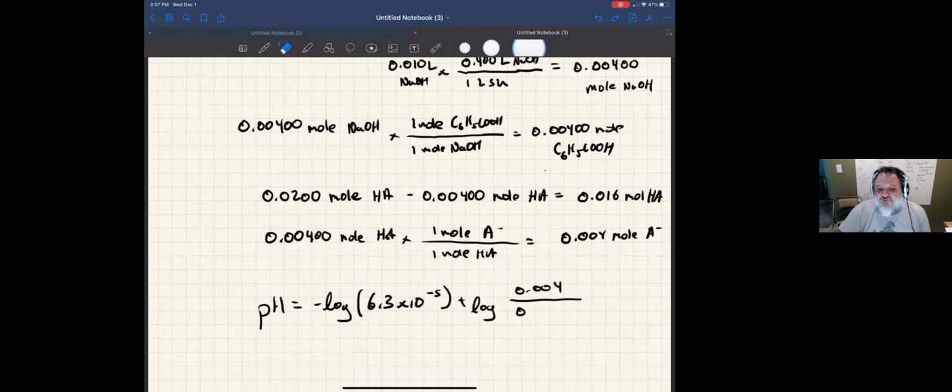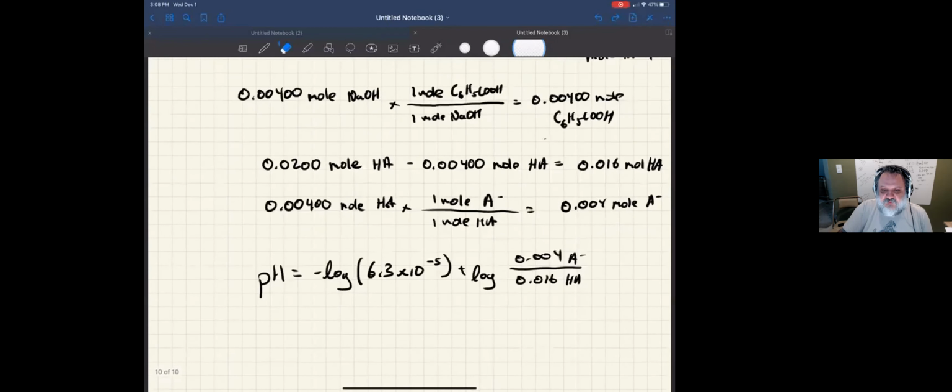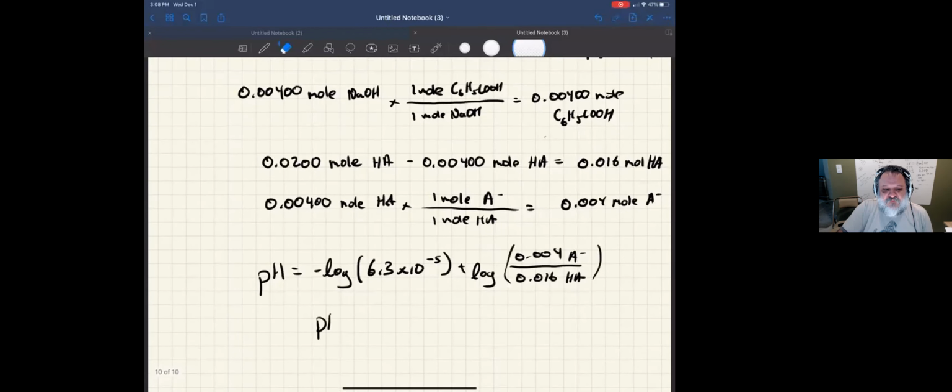I had 0.004 moles of A minus and 0.016 moles of HA. And I showed you before how you can use moles instead of molarity, but you can certainly have used molarity here. You could have even used an ICE table and solved this problem with an ICE table, and you'll get the same exact answer. But starting to simplify, I get pH equals 4.2 minus the log of the ratio, which is 0.6. And so I end up with pH equals 3.6. And that's the answer for this section.